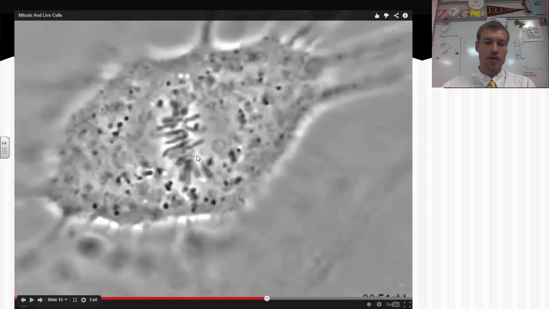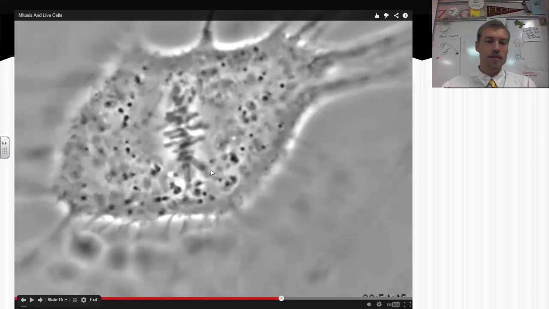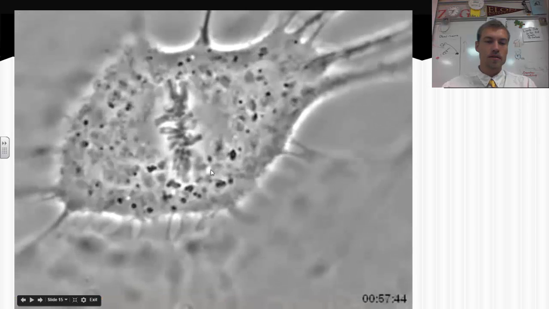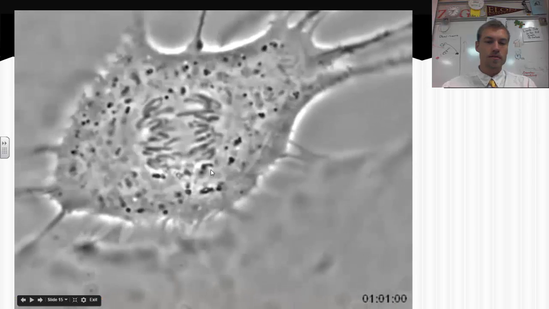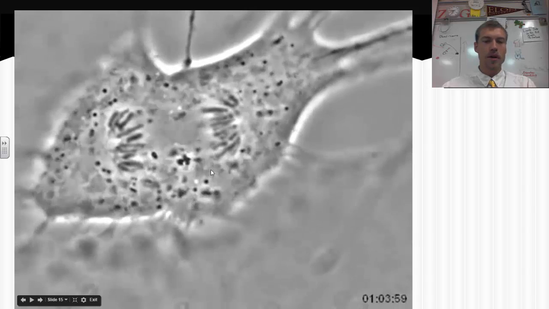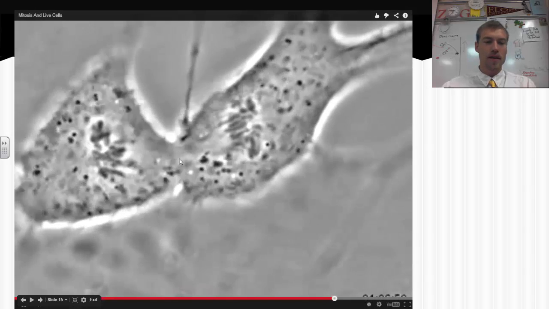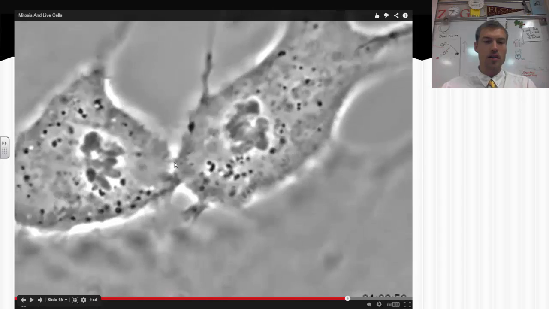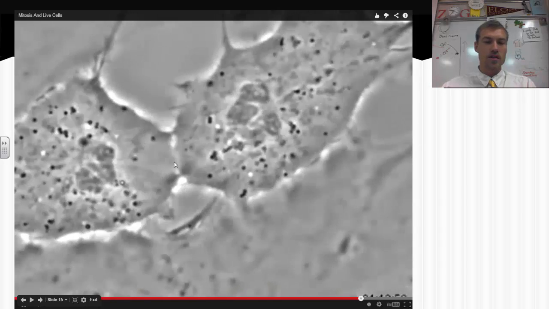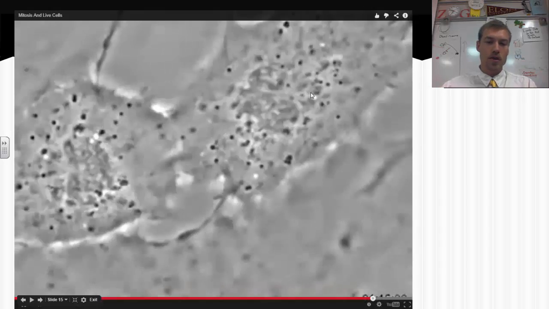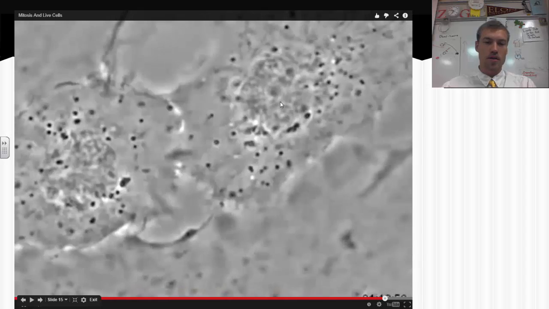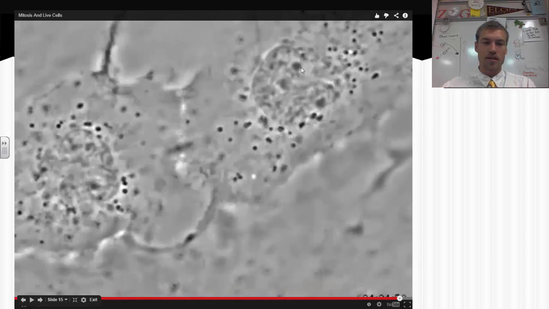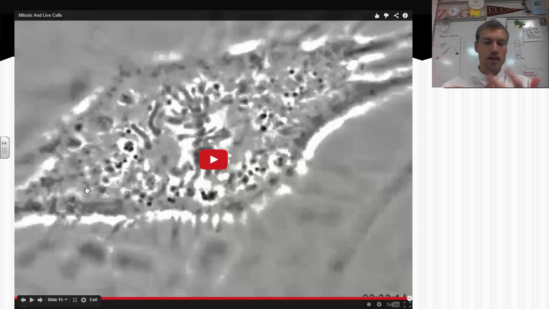Oh, there's another chromosome that needed to move. There we go. There's anaphase. They're pulling apart. And there is the classic pinching in of cytokinesis. Notice how they kind of fall apart. The chromosomes begin to uncondense. The nucleoli reappear. And that is your cell cycle.